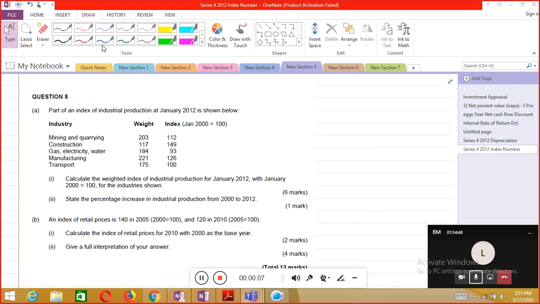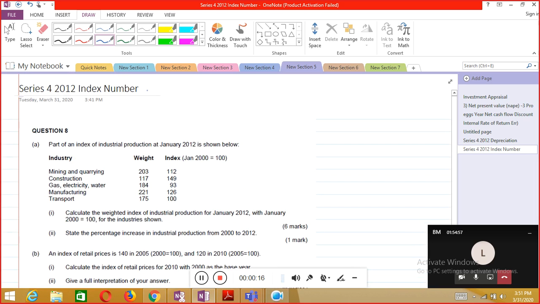Okay guys, let's start to do this. So check your answer guys for question number 8. This is your index number, topic 5, index number.